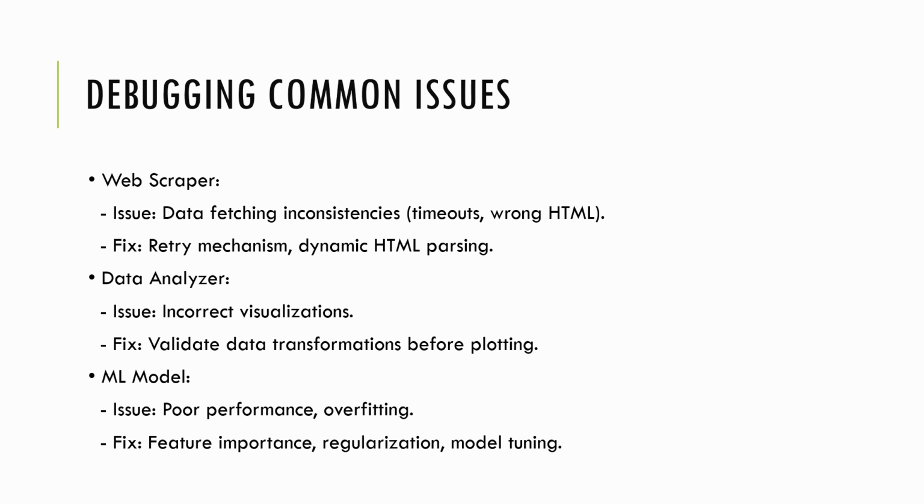Debugging common issues is a critical aspect of testing. For a web scraper, data fetching inconsistencies like timeouts or incorrect HTML structure can occur, but we can fix them with retry mechanisms or dynamic parsing. In data analysis, we may encounter incorrect visualizations, which can be addressed by validating data transformations before plotting. For ML models, you might face poor performance or overfitting, which can be tackled through feature importance analysis and model tuning.